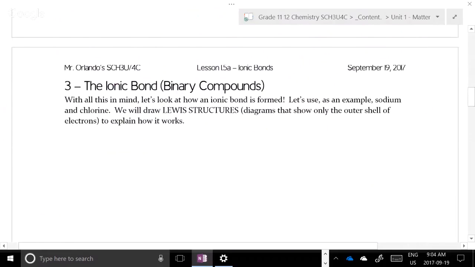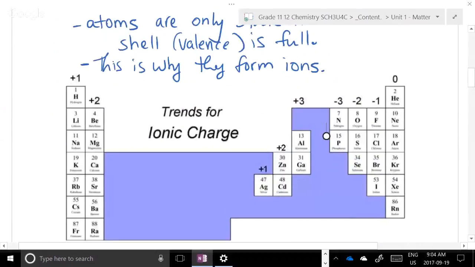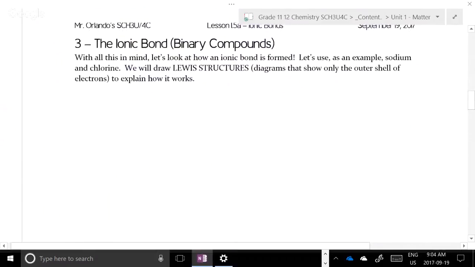Okay, so am I going too quick? Does everyone have that down? All right. So how does this actually work? Well, we're going to look at a case, a nice simple one. We're going to start with sodium and chlorine. Now, sodium has the chemical symbol Na, and we're going to draw a Lewis diagram.